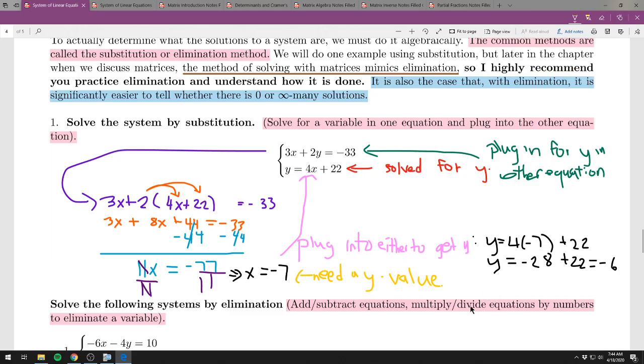Just depending how the homework wants you to answer it, there might be a spot for where x goes, there might be a spot for where y goes, or they might want a coordinate pair. If they want a coordinate pair, we do x comma y, negative 7 comma negative 6. Okay, so that is our answer.